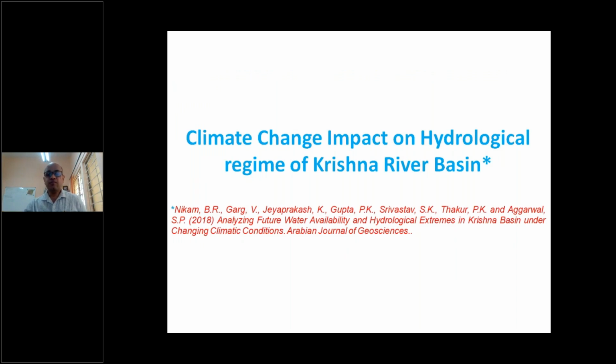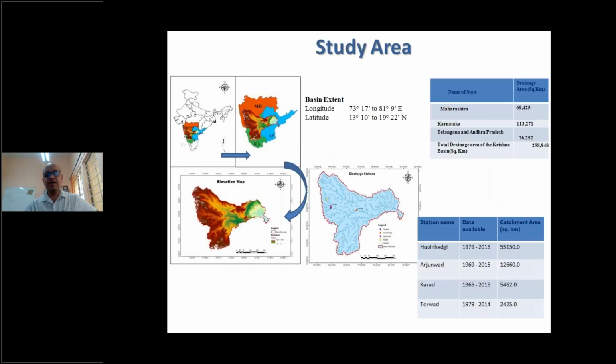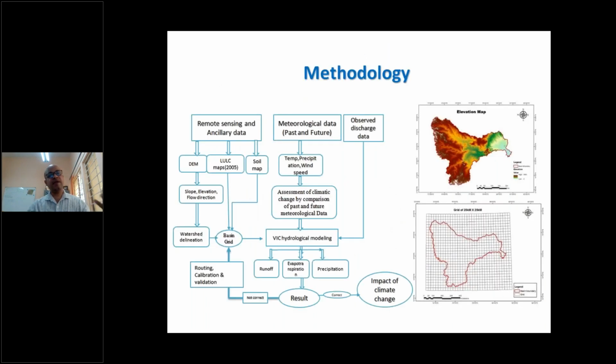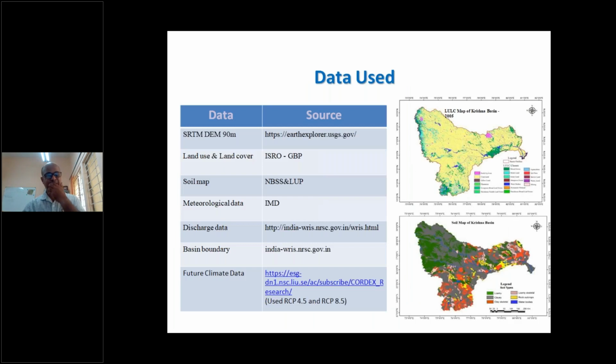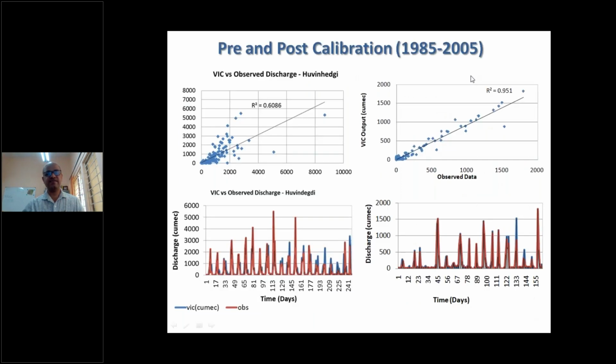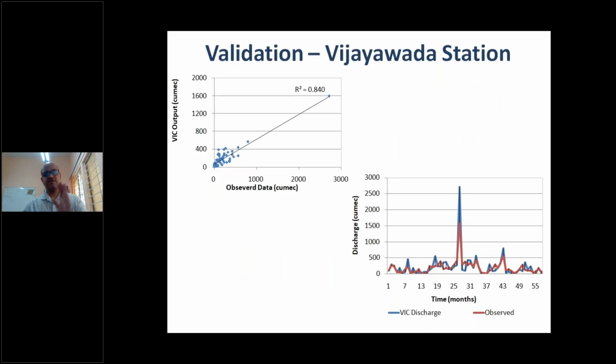Now, this kind of model can also be used to understand the impact of climate change. This WIC model we have implemented on Krishna Basin. Again, the inputs used were DEM, land use land cover data, then meteorological data. So the model was set up, parameterized, and calibrated. This is the calibration chart, this is a validation chart.